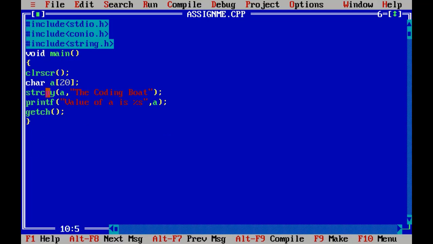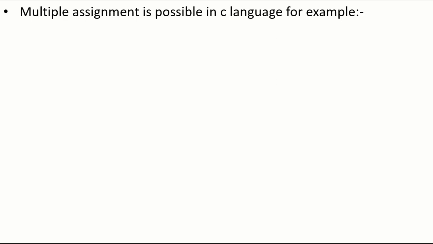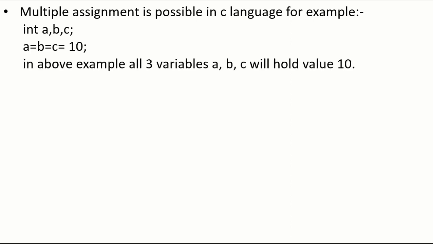Okay, now let's move on. Multiple assignment is possible in C programming language. For example, int a, b, c; semicolon for end of the statement. Now next line, a = b = c = 10;. Now in above example, all three variables a, b, c will hold value 10.